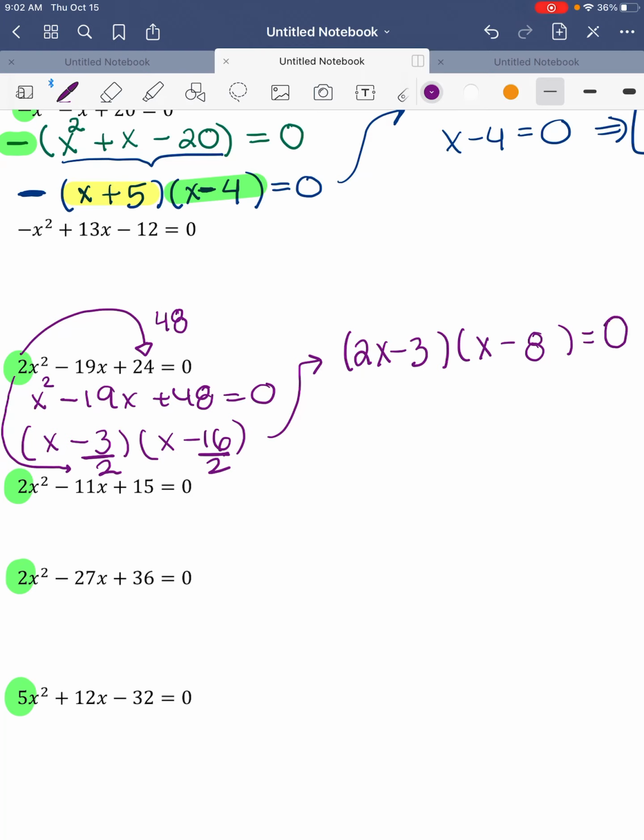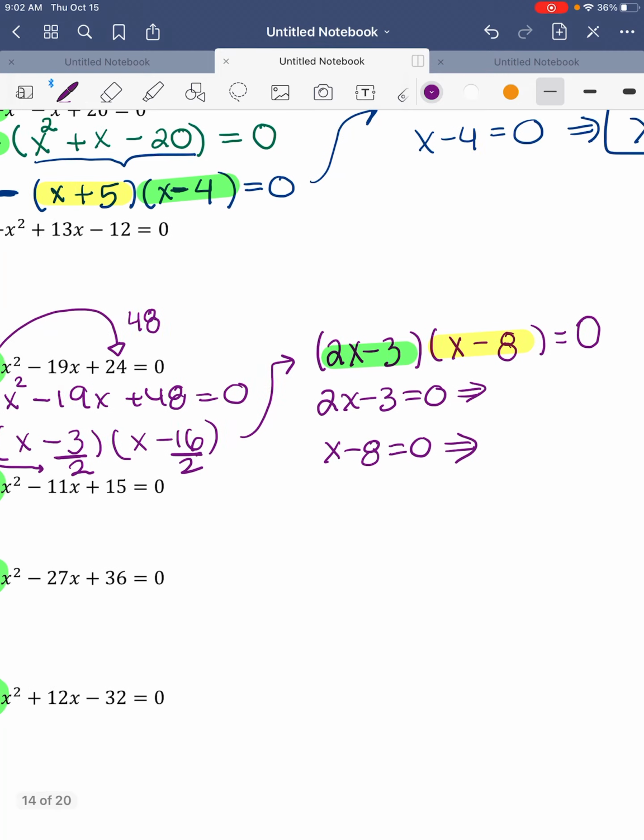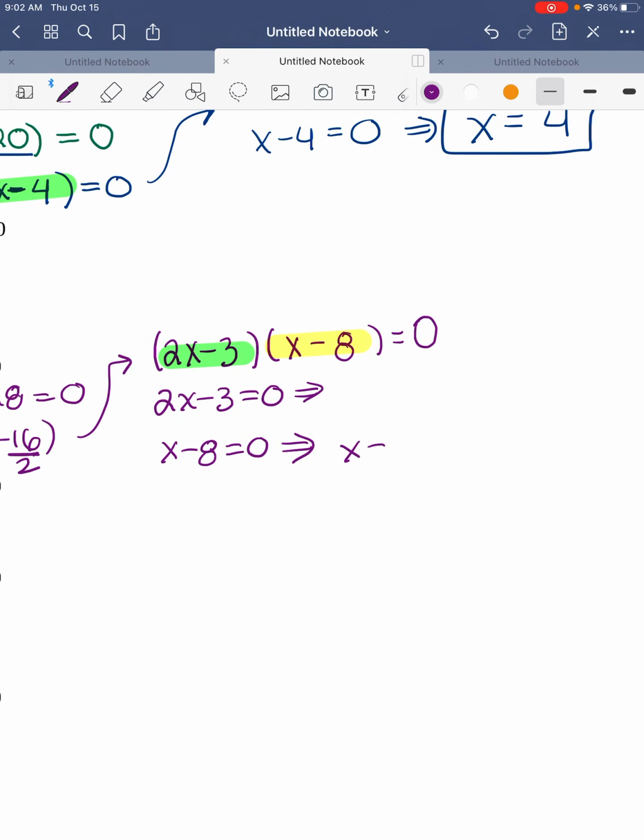Equal it to 0. So what I just did is nothing new. It's something that we covered last week. From here, this is the new step, where you do 2x minus 3 equals 0, x minus 8 equals 0. So 2x minus 3 equals 0. X minus 8 equals 0. From here, x equals 8. That one was easy.